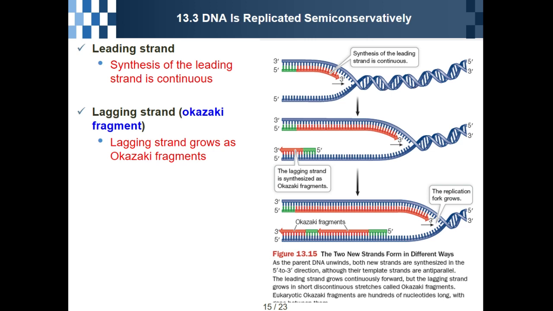In the lagging strand, this is the 5' end of the DNA, which means the opposite strand will be 3' to 5'. But DNA cannot be replicated in the 3' to 5' direction. So in this case, the RNA primer binds here, and they synthesize DNA from 5' to 3'.